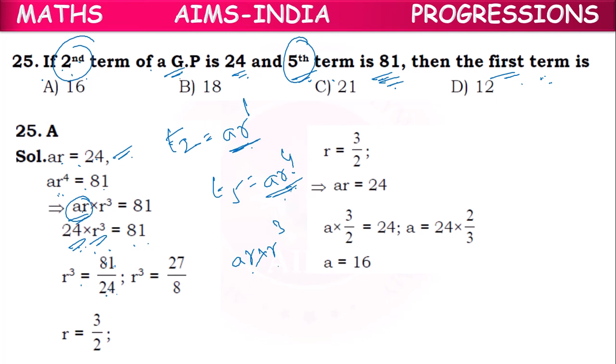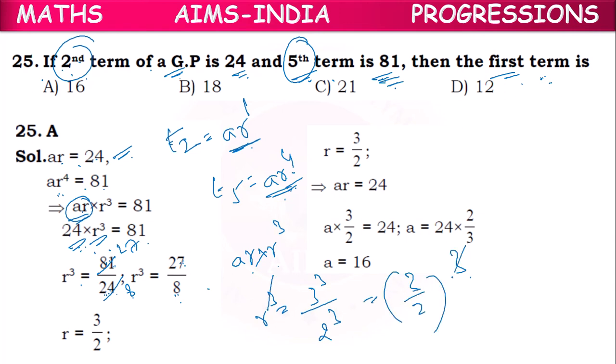Here cancellation is possible. 3 27 times, 3 8 times. We can write it as 27 by 8. So R cube equal to 27 can be written as 3 cube, 8 can be written as 2 cube, or we can write it as 3 by 2 whole cube. On both sides equal powers get cancelled. So R equal to 3 by 2 we will get.